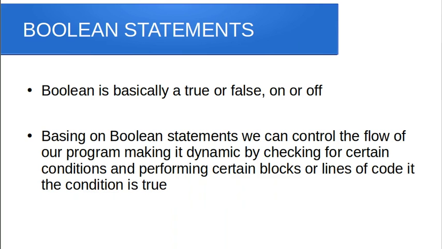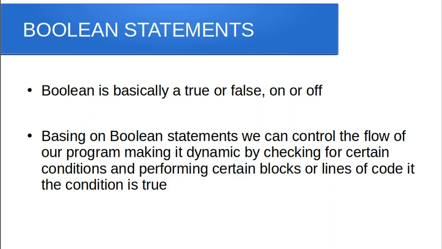Before we look at control flow statements, we're going to look at Boolean statements. As we discussed earlier when we were looking at the data types in C++, one of the data types is Boolean, right? The Boolean data type is just a true or a false, an on or an off. Okay, just a 1 or a 0.